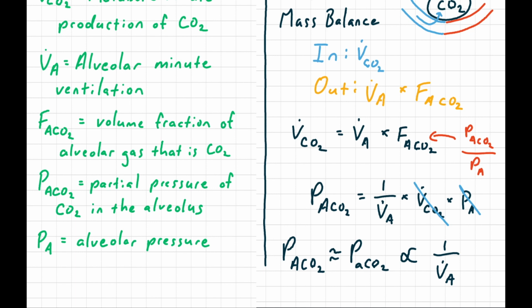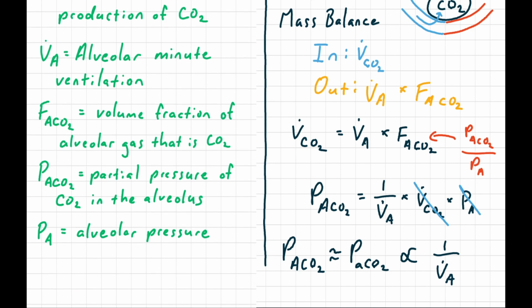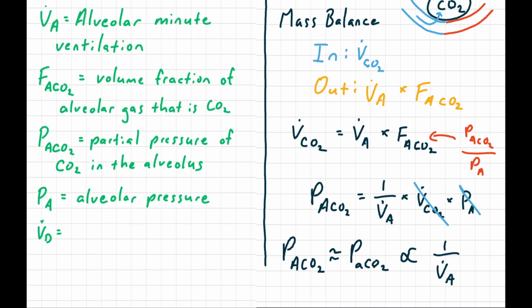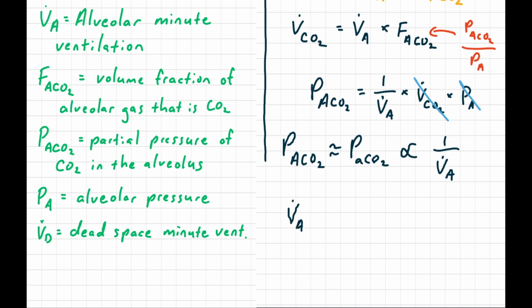Let's go one step deeper into what we mean by alveolar minute ventilation. Alveolar minute ventilation is the gas moving in and out of the respiratory zone of the lungs, the alveoli and the respiratory bronchioles. It excludes dead space ventilation, which is air moving in and out of the trachea, bronchi, and conducting bronchioles because no gas exchange happens there. So alveolar minute ventilation is total minute ventilation minus dead space ventilation.